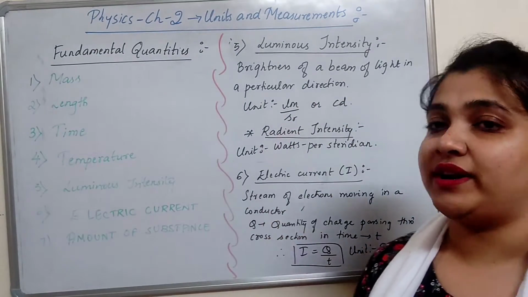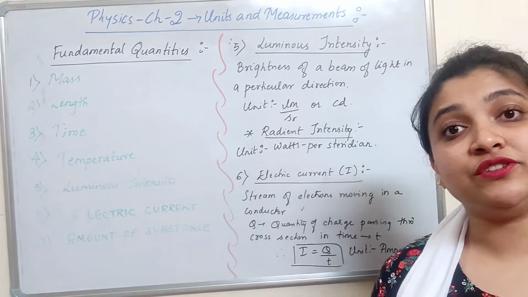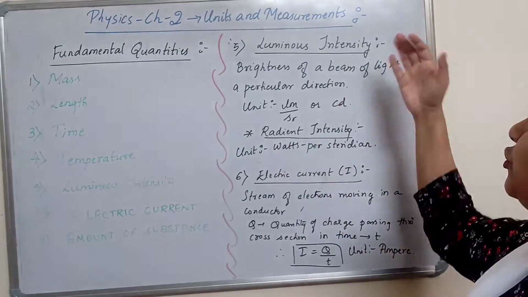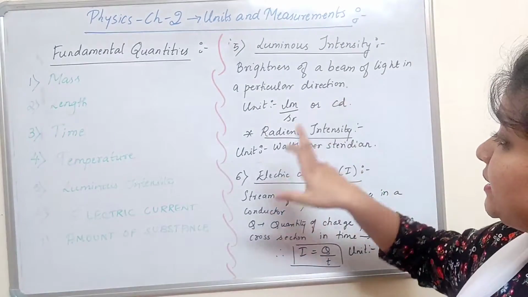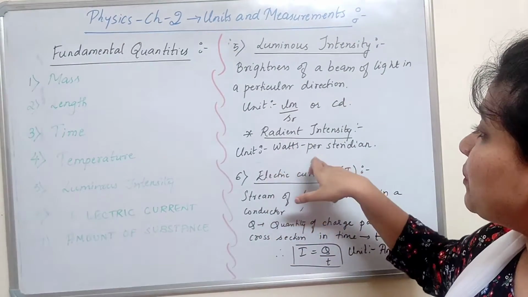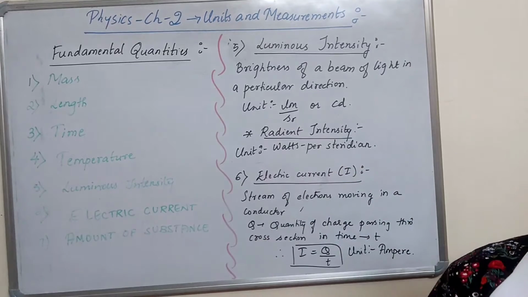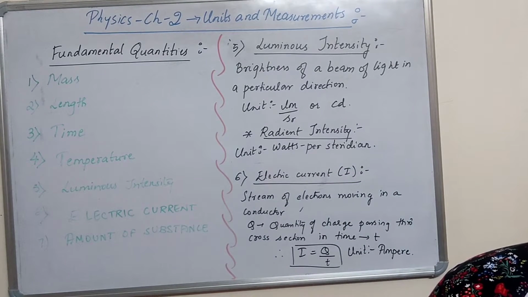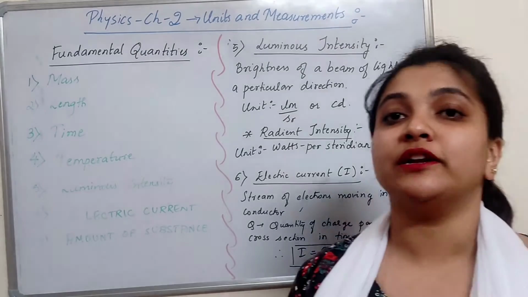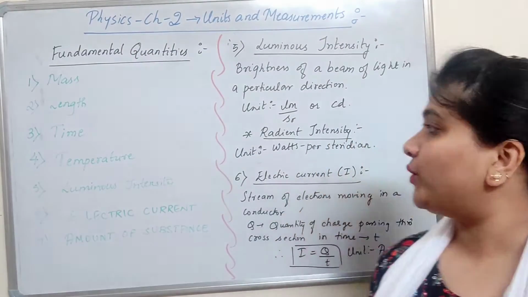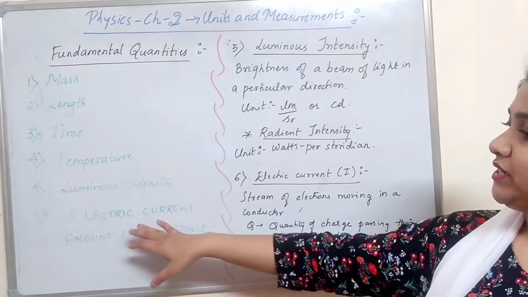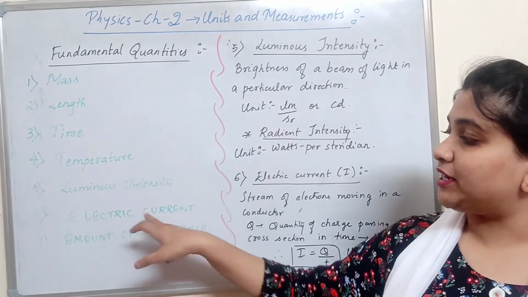Then we have something called radiant intensity. What is radiant intensity? Radiant intensity is the same as luminous intensity itself, but it is measured in watts per steradian. Alright, so it is measured in what, children? It is measured in watts per steradian. Radiant intensity is a radiometric quantity. Okay? Yes.